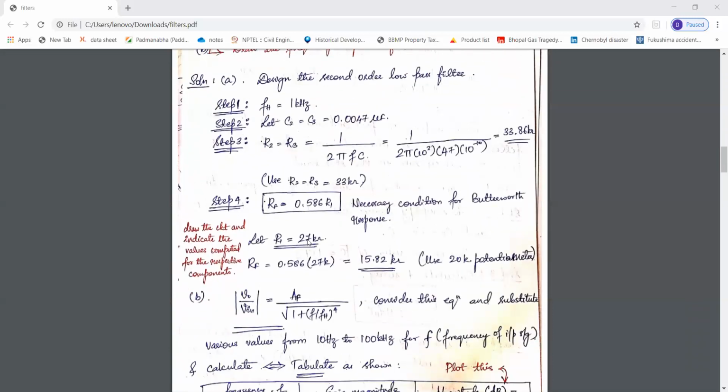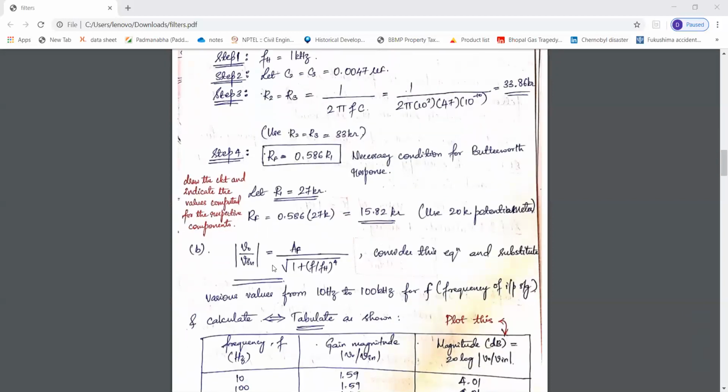Next, we will fix a value of R1, and then we'll find out RF from RF equal to 0.586 R1, which is the necessary condition for the Butterworth response. So here we have assumed R1 as equal to 27 kilo ohm, and RF will be equal to 15.82 kilo ohm from this condition of the Butterworth response. This is it about the design part.